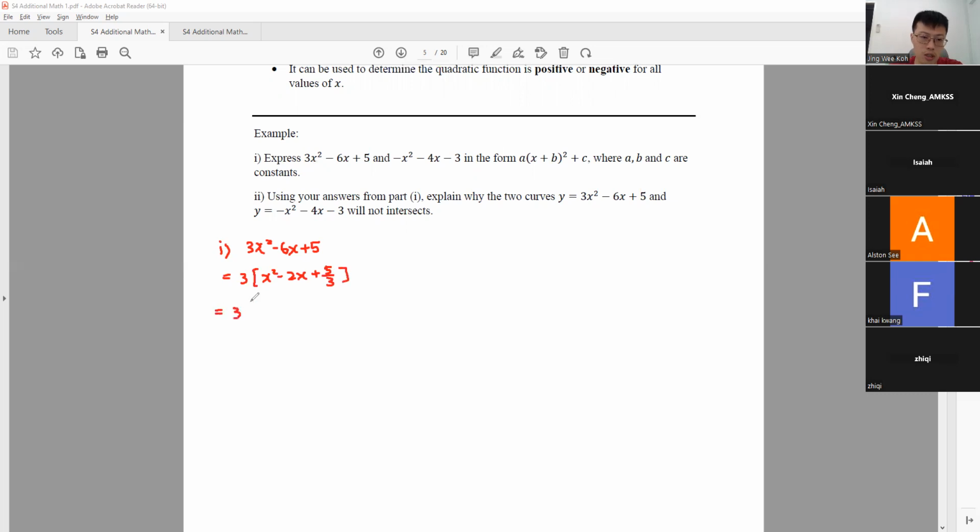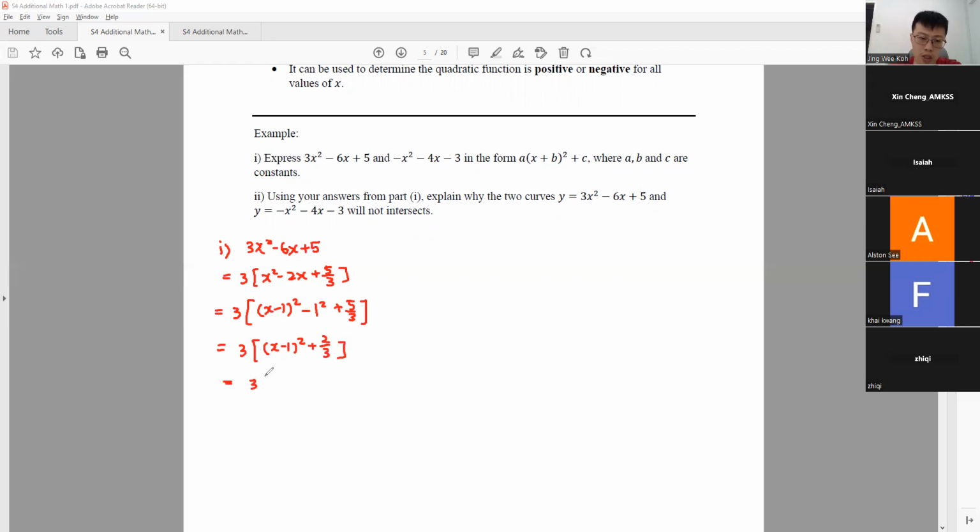Now it's 1 already. So what square contains this? x minus 1 squared contains this. However, there is an extra 1 squared, so we subtract away the 1 squared. And then this is plus 2 over 3.